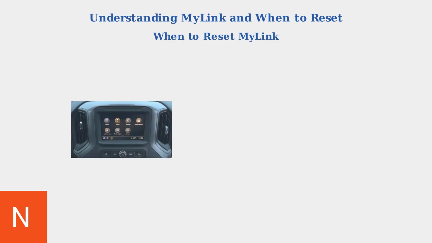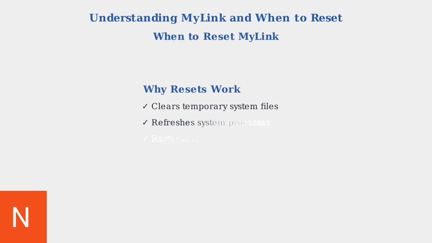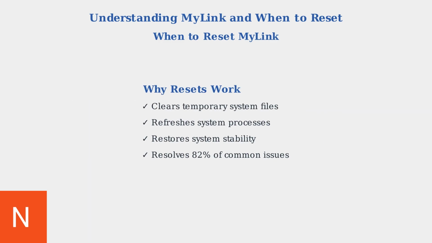Audio system malfunctions and navigation errors are also common reasons to reset MyLink. These can include radio stations not working, media playback issues, or GPS showing incorrect locations. A reset can resolve software glitches and restore system stability by clearing temporary files and refreshing system processes. Understanding when and how to reset your MyLink system can save time and avoid unnecessary service visits.